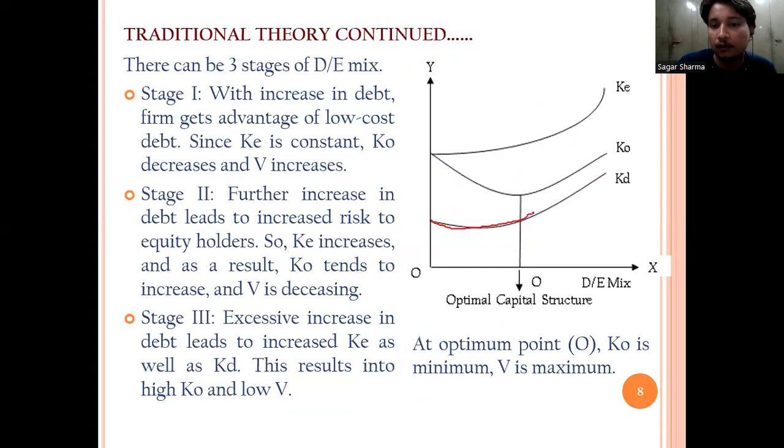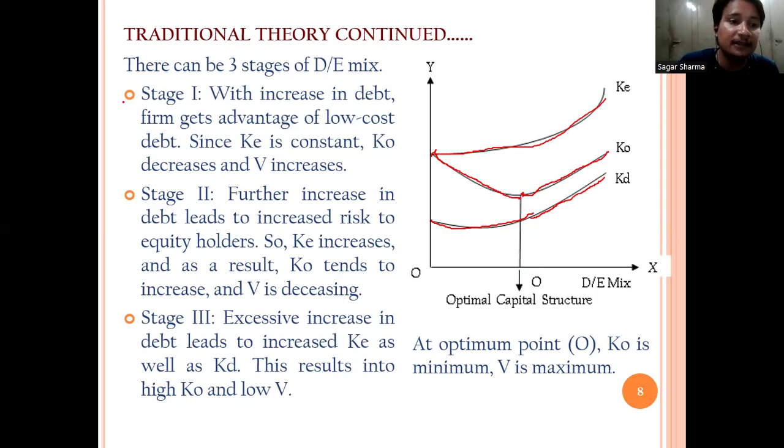When you increase the debt, you can see in the starting the overall cost of capital is reducing, but when you increase the debt beyond a certain extent, the overall cost of capital will also increase and cost of equity will also increase. So what is your optimal capital structure? At that point, your overall cost of capital is minimum. That is your optimal capital structure.